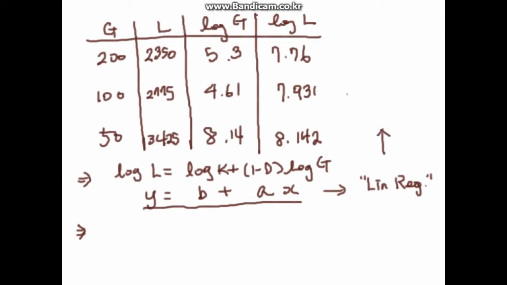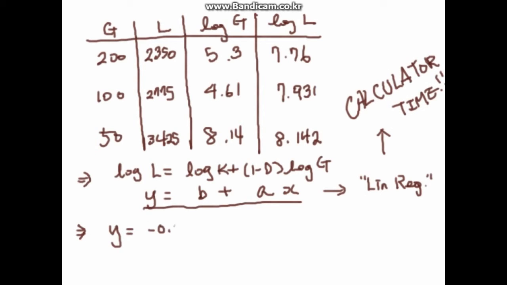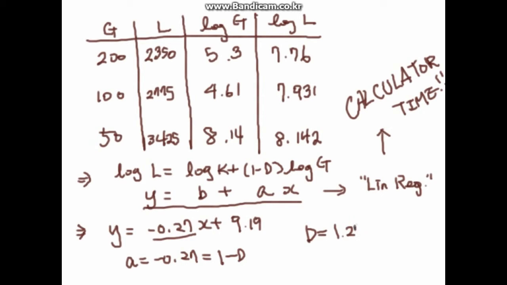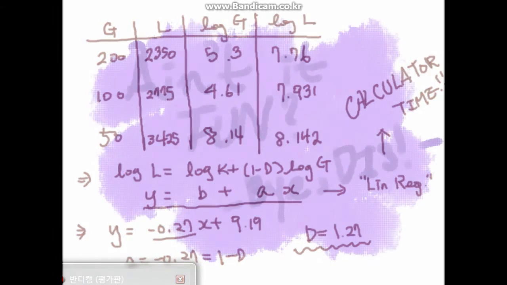So we're going to use the calculator's help to get the linear regression of the relationship. Okay, here. Got an equation that says y equals negative 0.27x plus 9.19. We finally get a d value of 1.27.